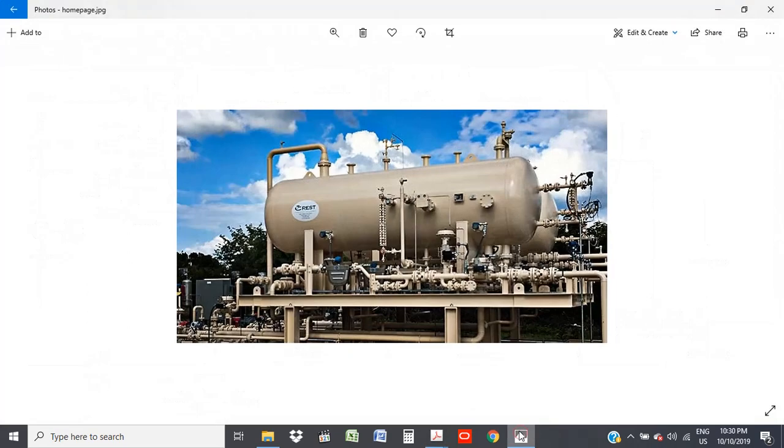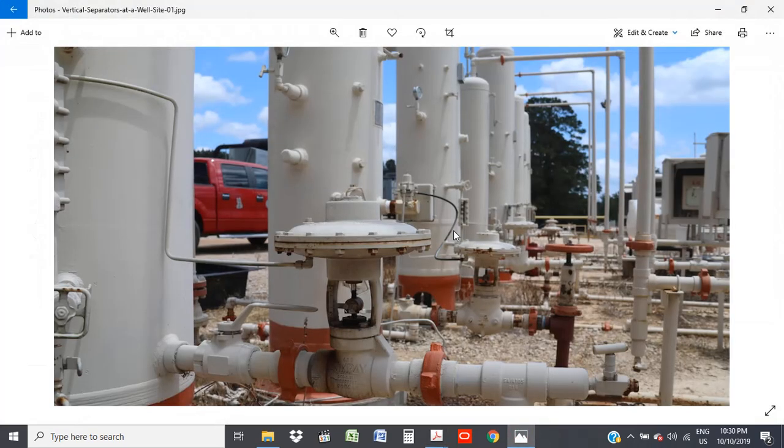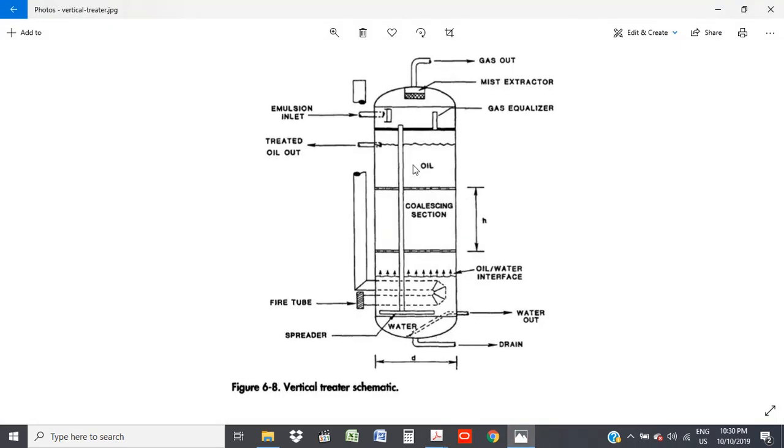Let me show you more pictures of what they look like. So this is a vertical one. It operates almost in the same way. This is where the inlet is. Vertical separator, the inlet is here. It normally has a heater at the bottom to properly separate the oil and water. So the oil floats on top and the water comes down to the bottom.